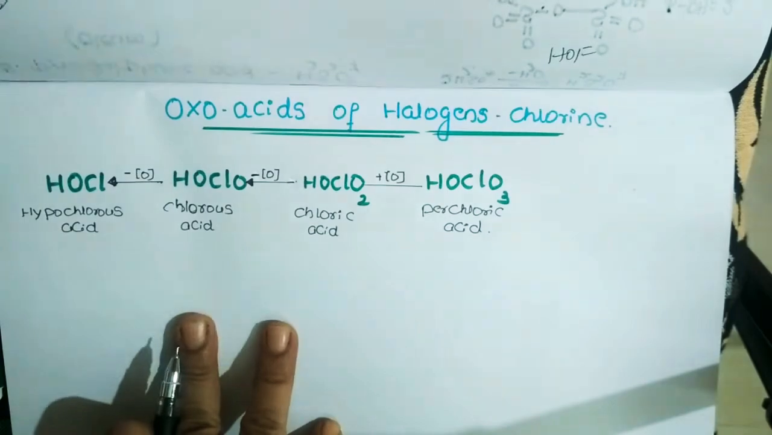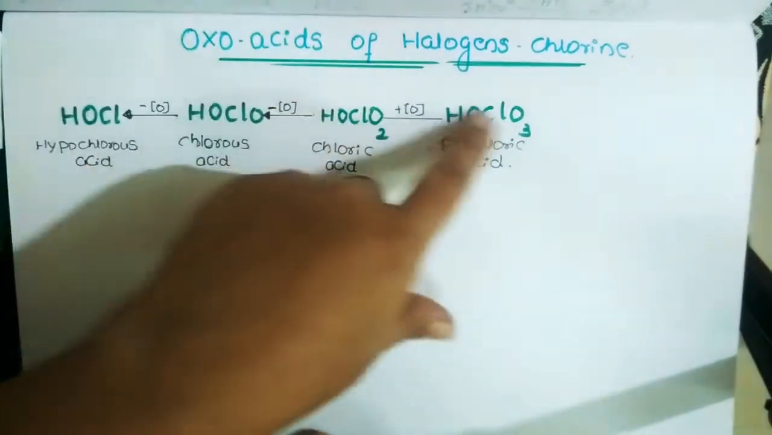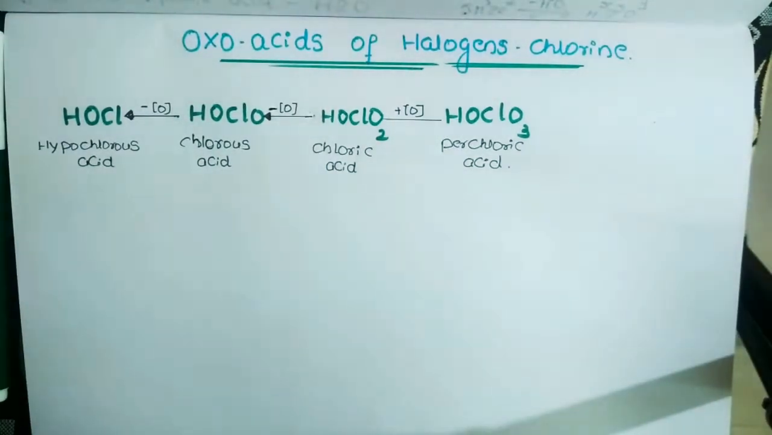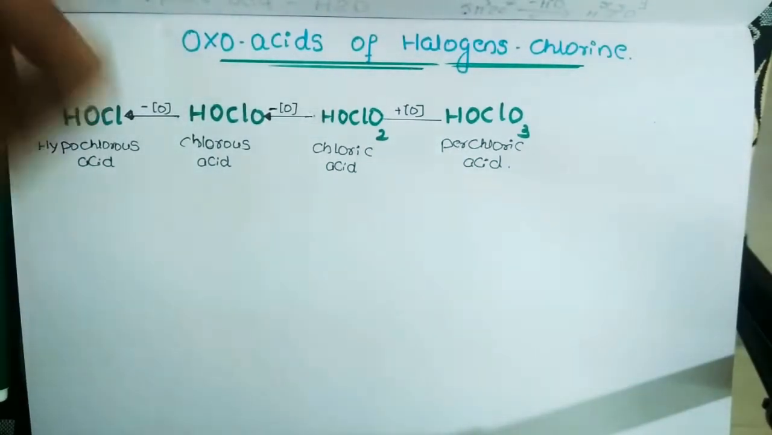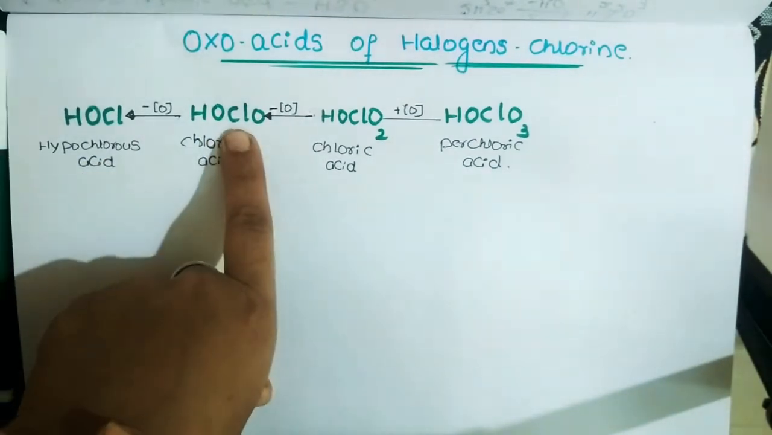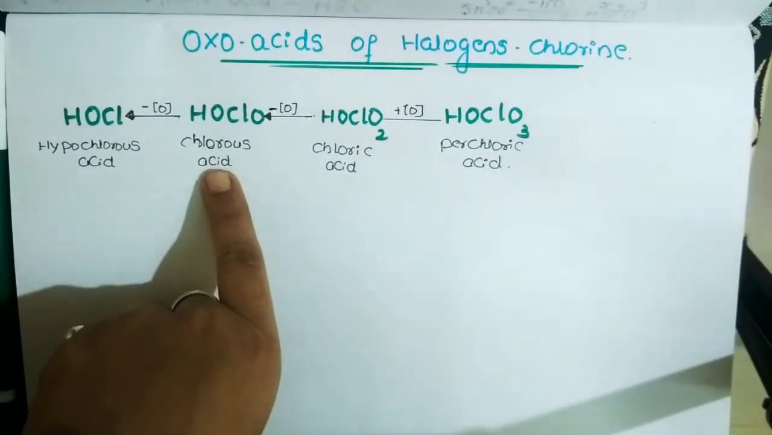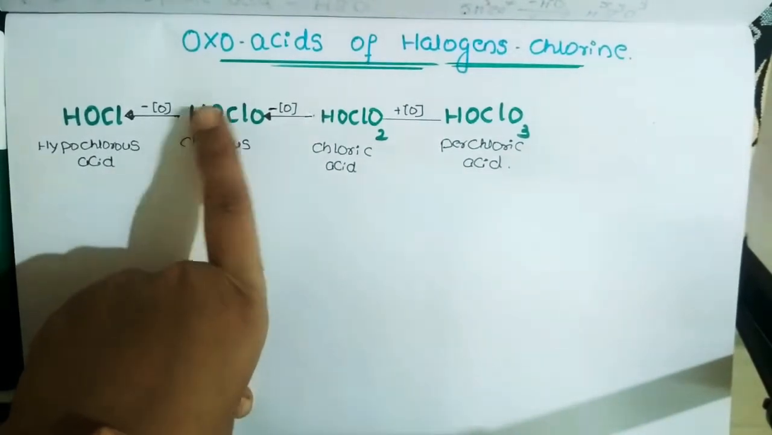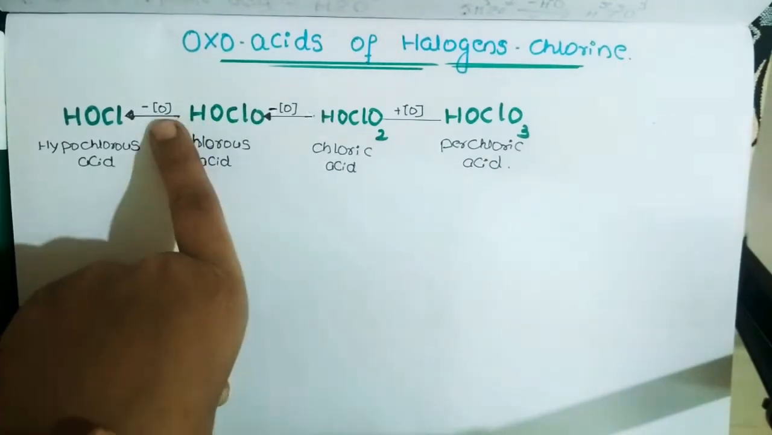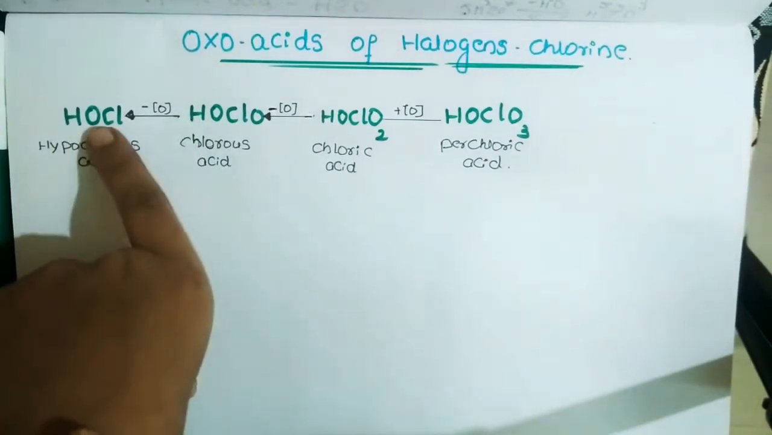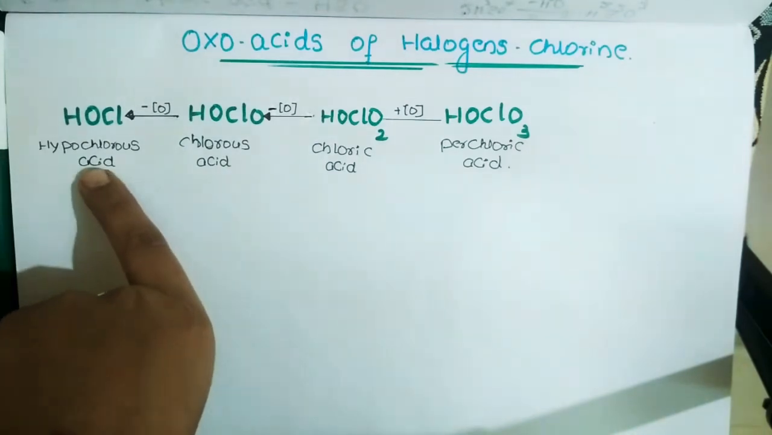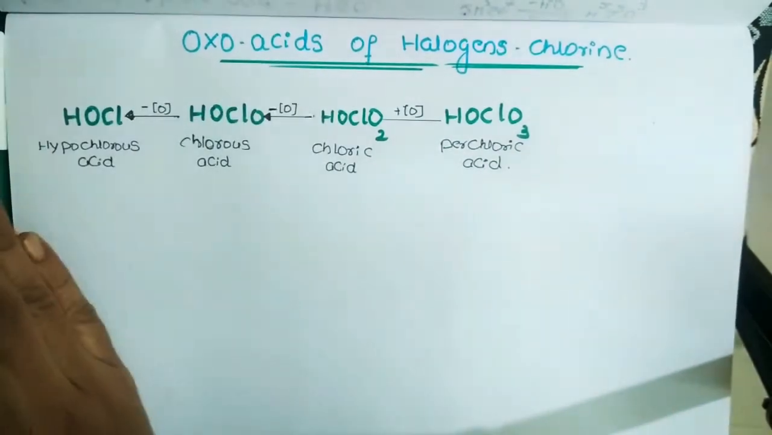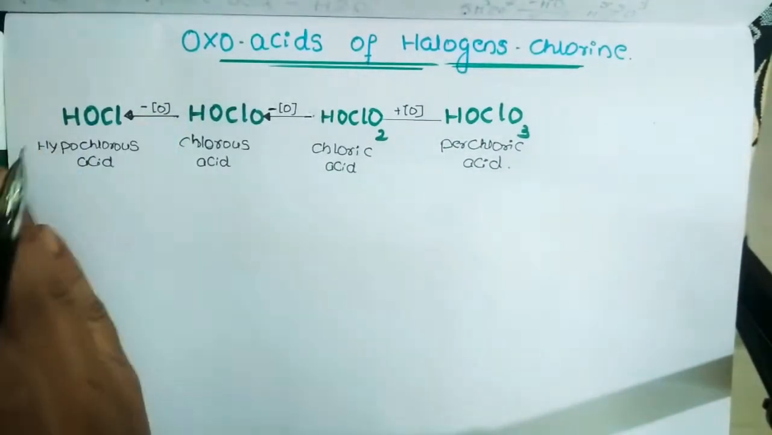But when it comes to the other halogens, if we go through chlorine, these are the possible oxo acids that will appear. Let us go with this one, chlorous acid. If I remove one oxygen from chlorous acid, that results in the formation of hypochlorous acid. In the previous video I already told that hypo represents a low oxidation state.